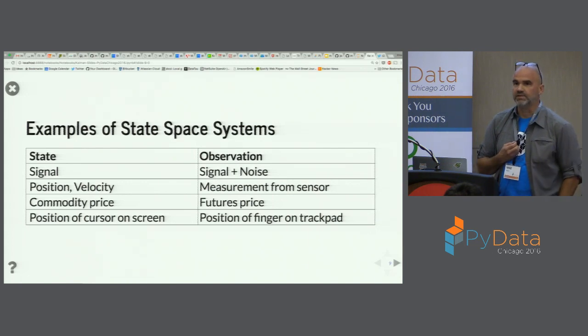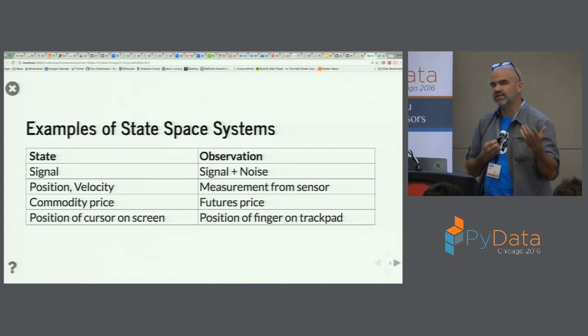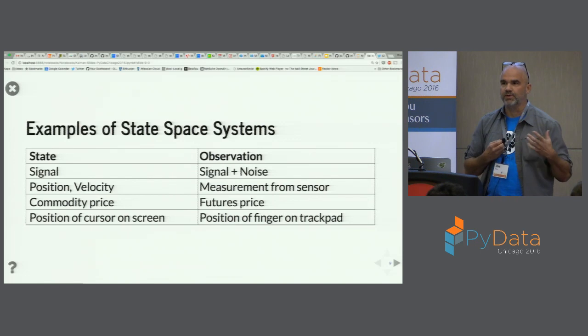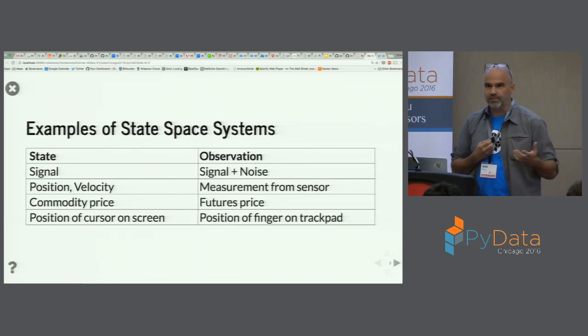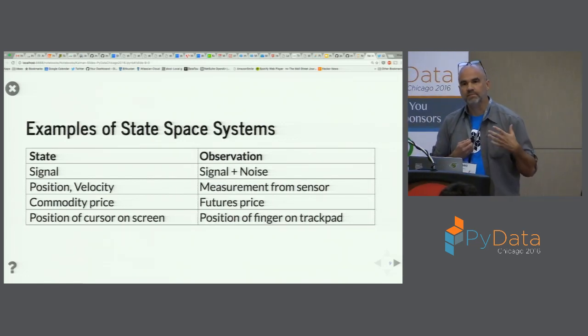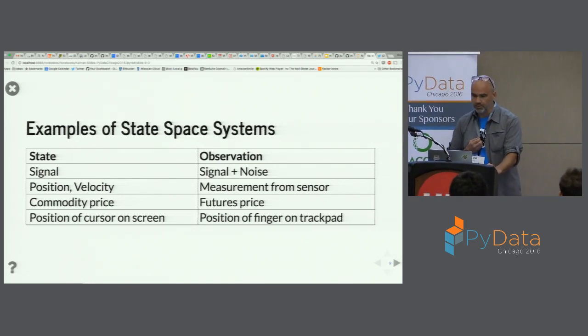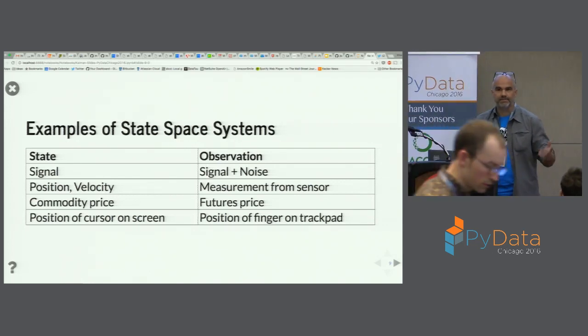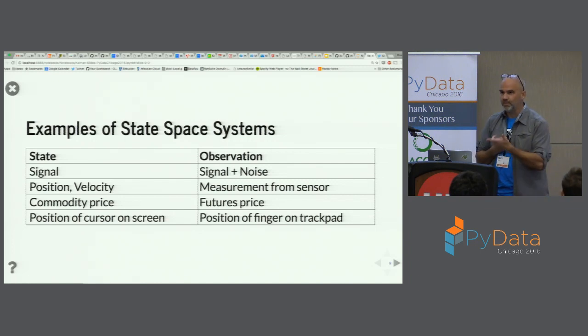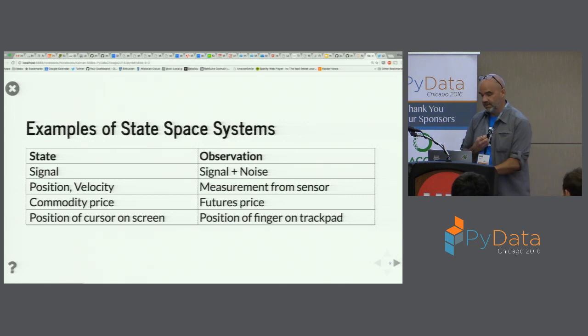Another example I've seen is you want to anticipate what a commodity price is going to be, but those don't change quickly enough because you only get information on those when people bid on that commodity. But people bid on futures more frequently, so if you have futures prices, you might be able to infer commodity price from futures prices. And my trackpad example: there may be a Kalman filter in certain computing devices, just to keep track of where your cursor should be based on where you're moving your finger.